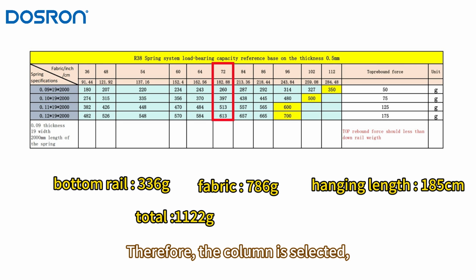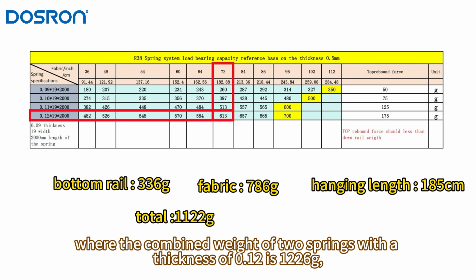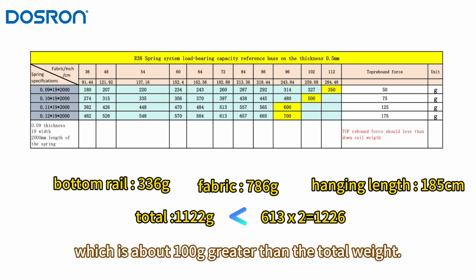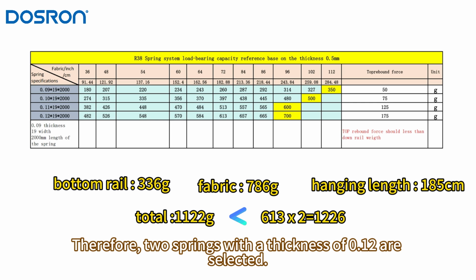Therefore, the column is selected where the combined weight of two springs with a thickness of 0.12 is 1,226 grams, which is about 100 grams greater than the total weight. Therefore, two springs with a thickness of 0.12 are selected.